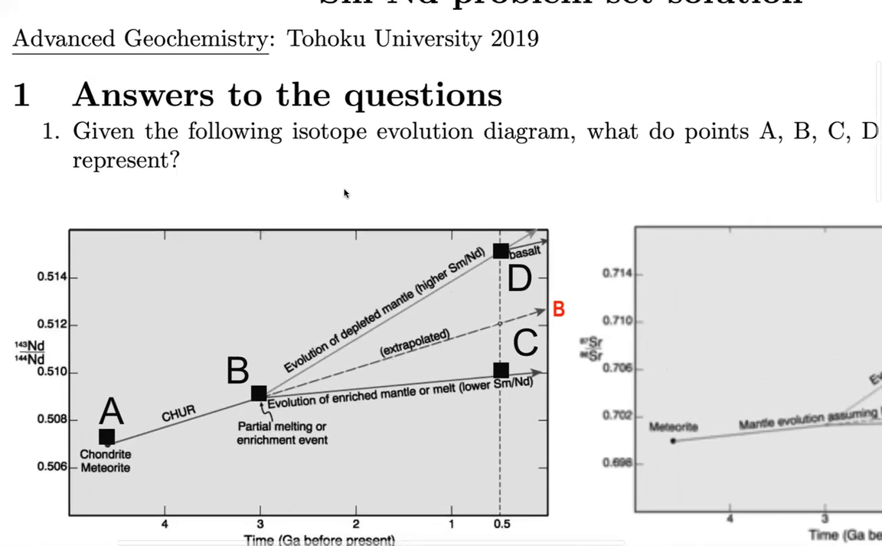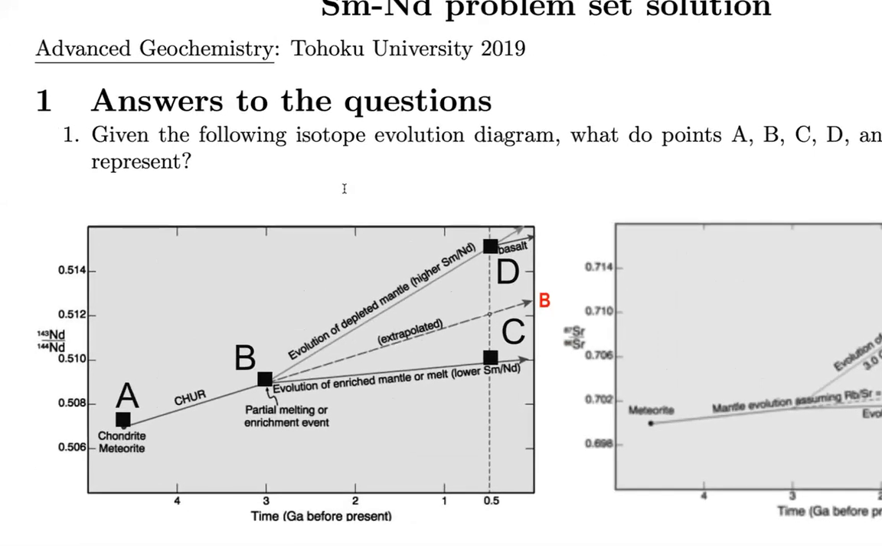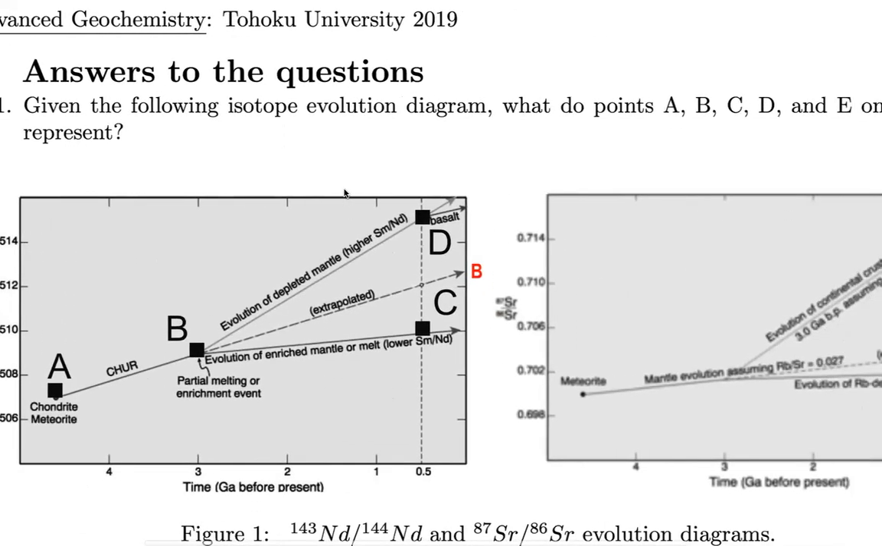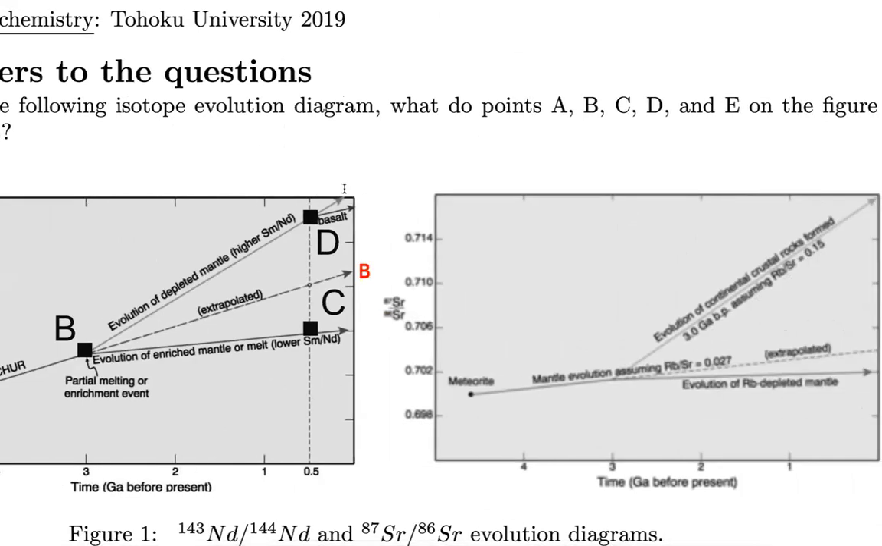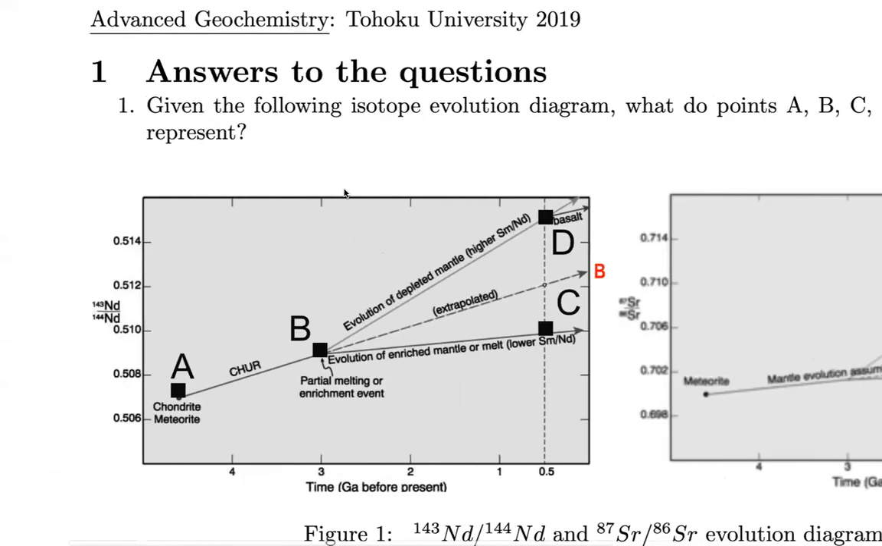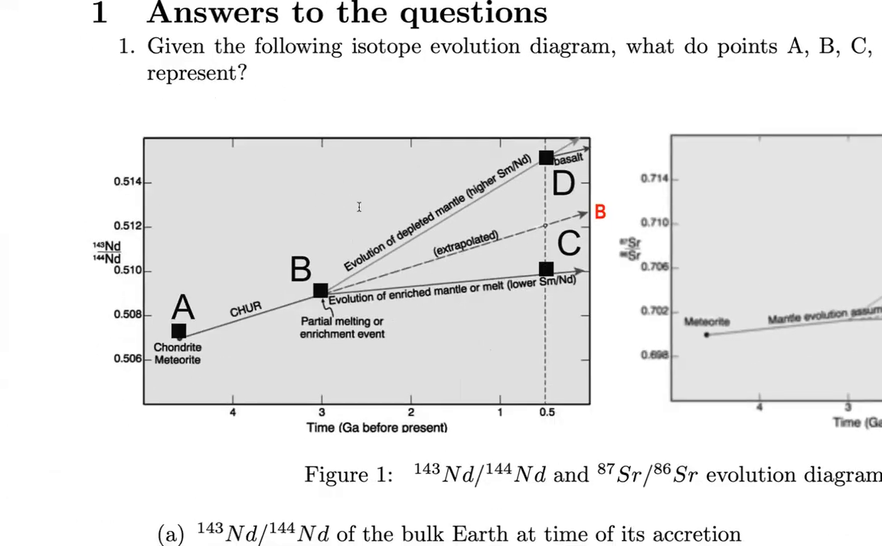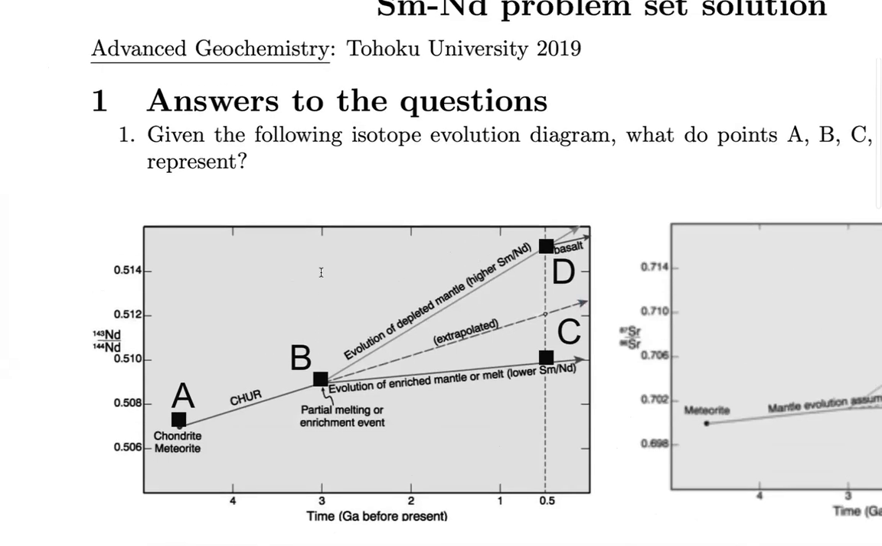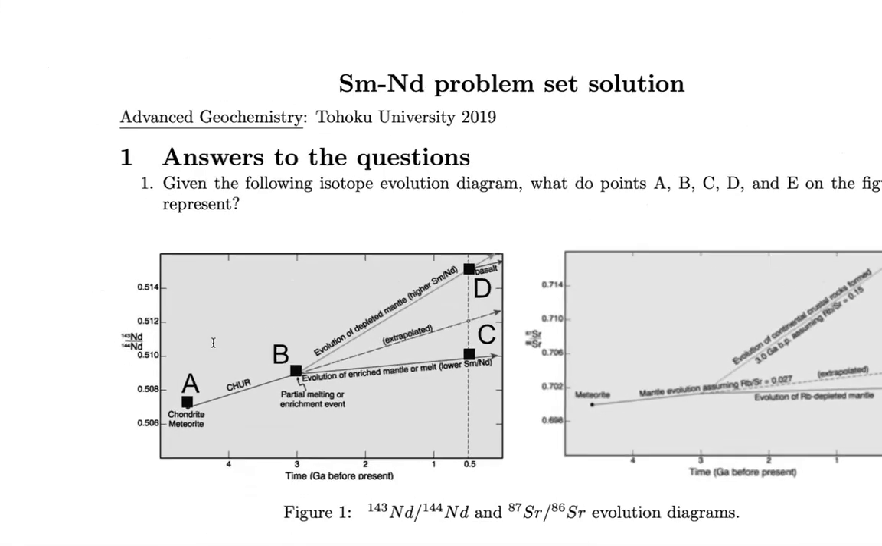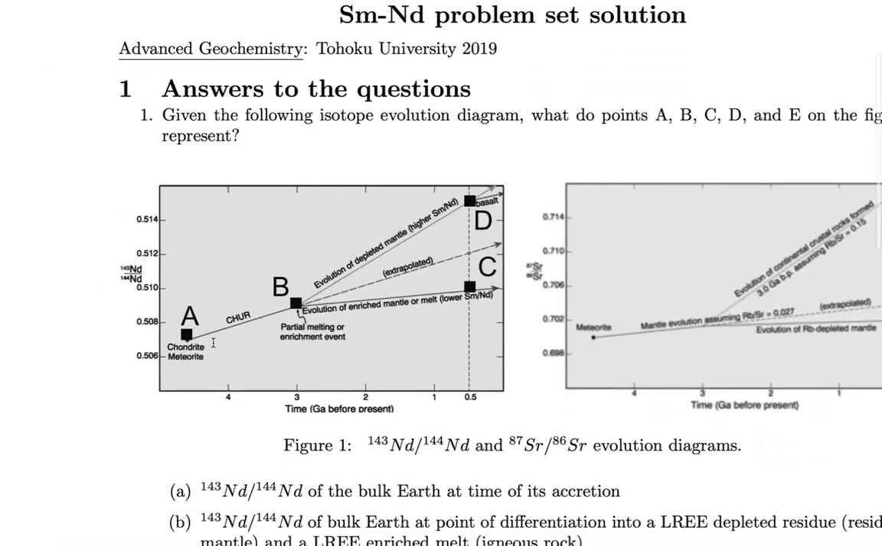So the question here is, given the following isotope evolution diagram, what do points A, B, C, D, and E in the figures represent? Right? Sorry, B is here, right? Okay, I'll remove this one. Yeah, B is here. Okay, so what do these points refer to? What is A?